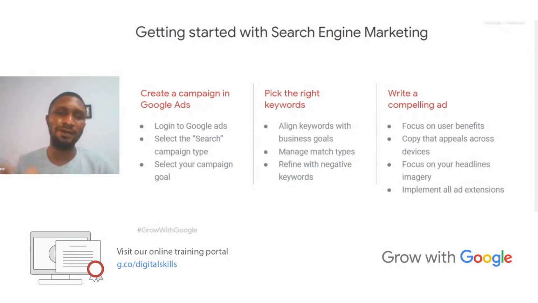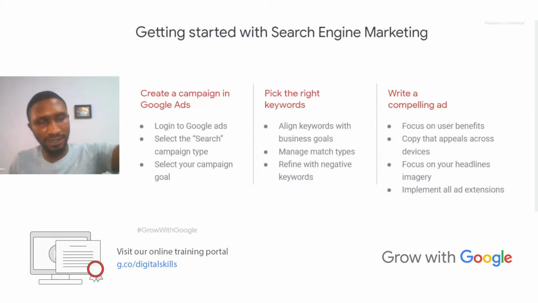So after you've selected your campaign goal, you pick the right keywords and make sure you're aligning keywords with your business goal. So make sure the keywords you are picking are aligned with what you are trying to achieve. And also you want to manage the match types. So when it comes to Google advertising, especially search adverts, there are various match types. You have the broad match, the phrase match, and the exact match. So match types is just, maybe someone searches for this keyword in a search query. Maybe someone searches for bone straight hair in Nairobi.